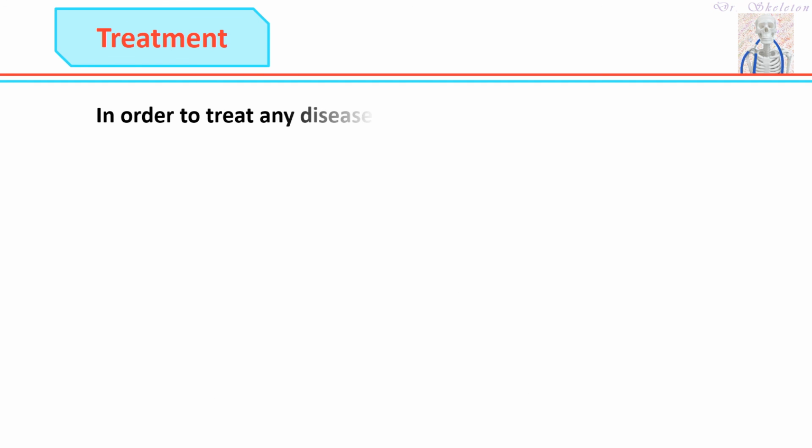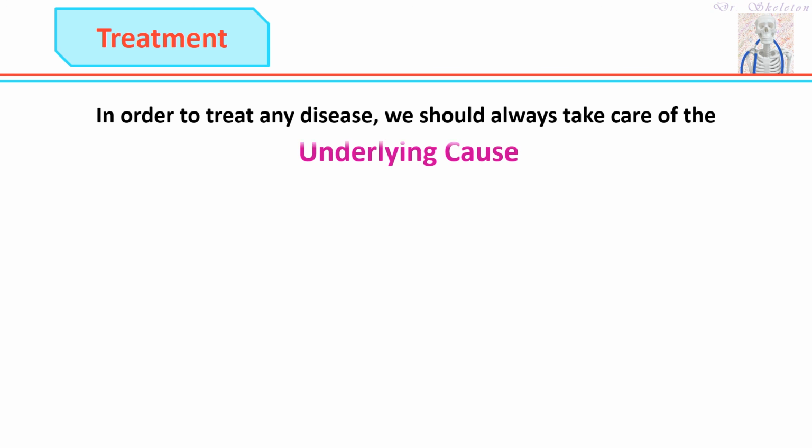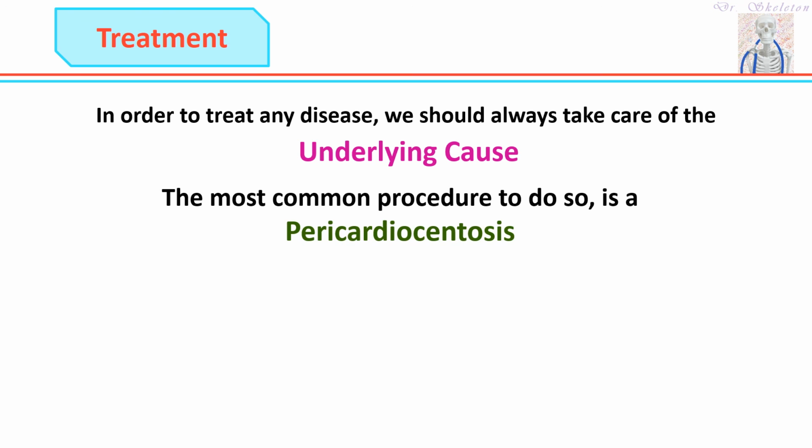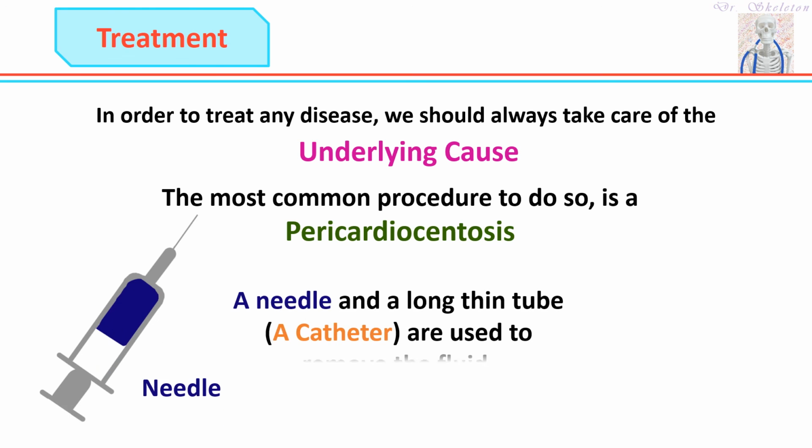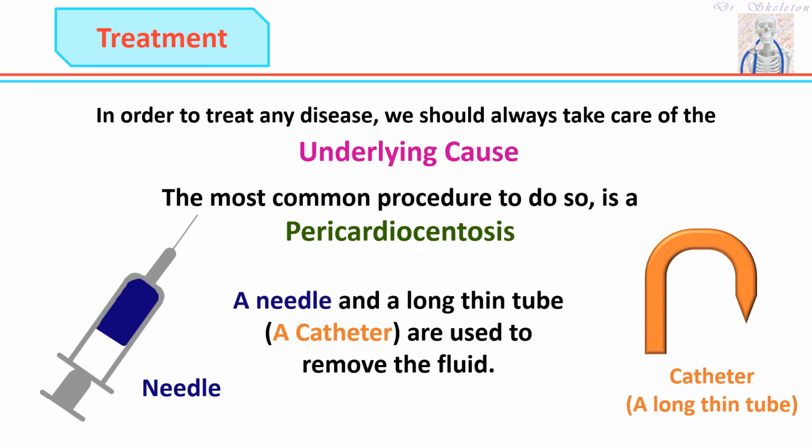Treatment: in order to treat any disease, first we must focus on the underlying cause. The main cause of pulsus paradoxus is cardiac tamponade. Now, to take care of cardiac tamponade, we have a particular procedure called pericardiocentesis. It is a procedure done to remove the excess fluid filled in the pericardium. To perform this procedure, we need a needle and a long thin catheter.